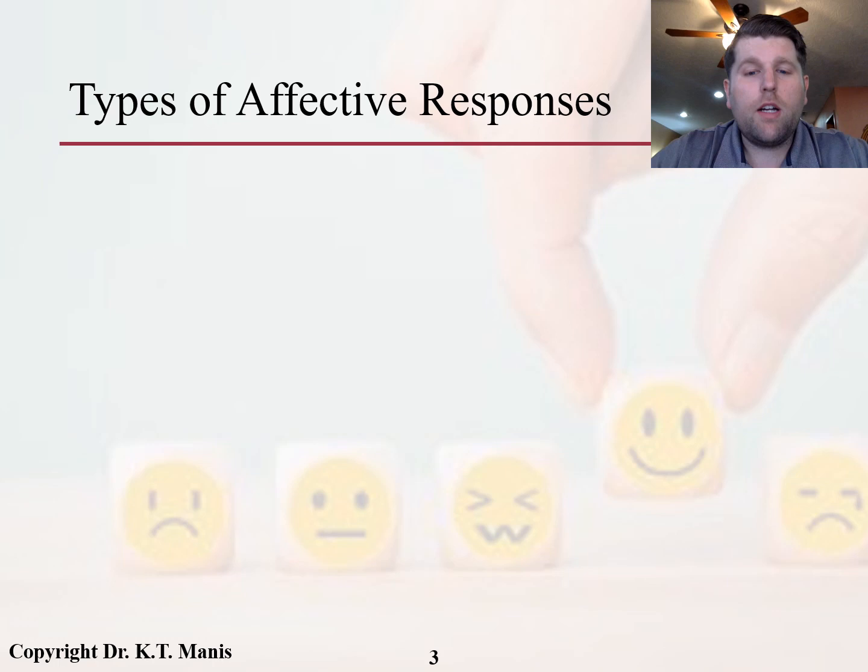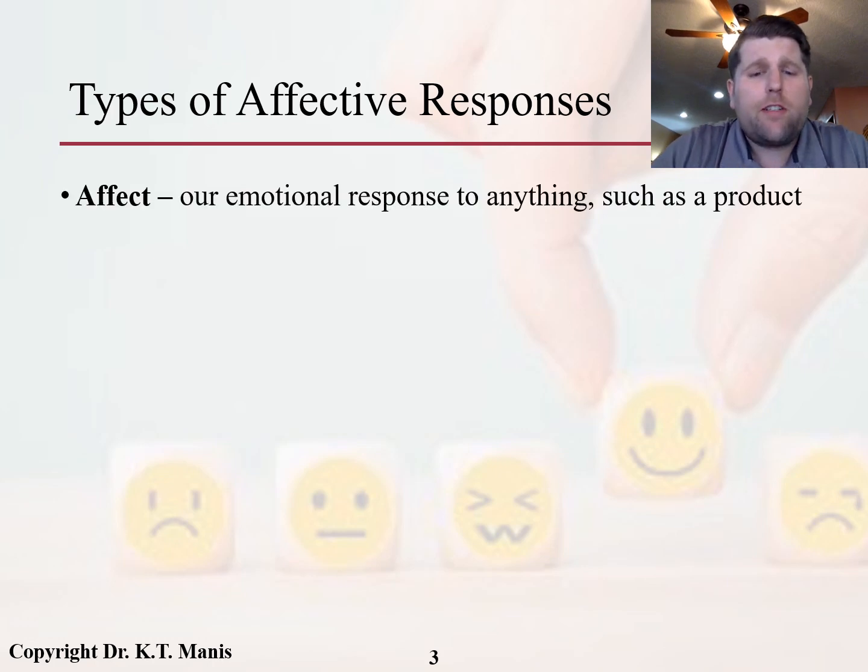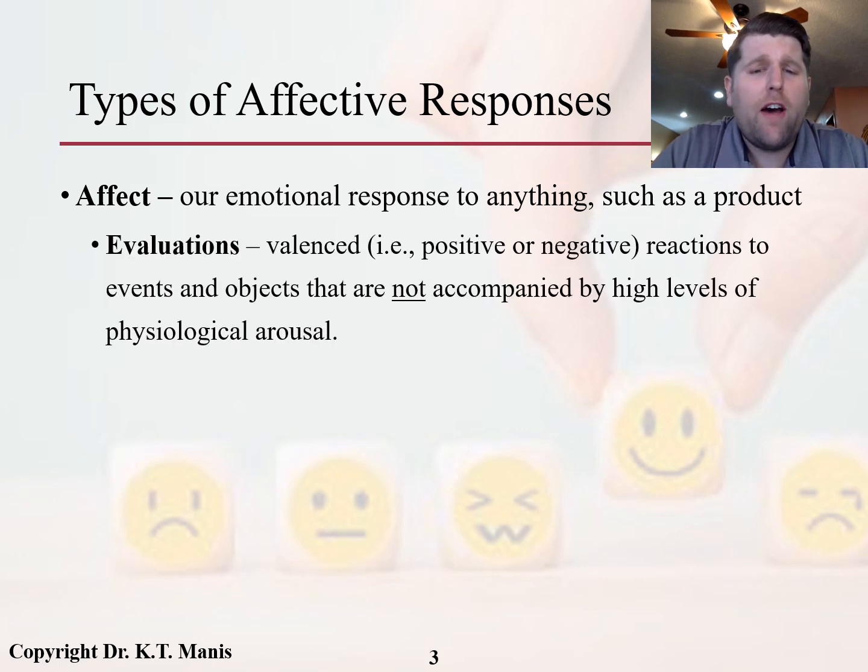So let's talk a little bit about the types of affective responses that we have as consumers. First, let's define affect. That's our emotional response to anything, such as a product, person, place, anything at all. That's our emotional response to it. And with affect, we have evaluations. These are valent, positive, or negative reactions to events, objects that are not accompanied by high levels of physiological arousal. So you could have a negative evaluation about something, but you don't react that strongly to it.